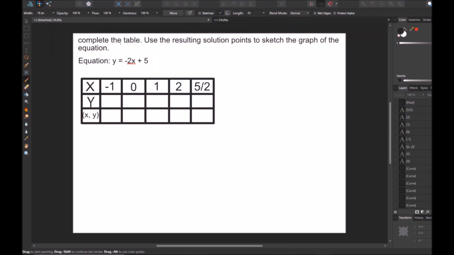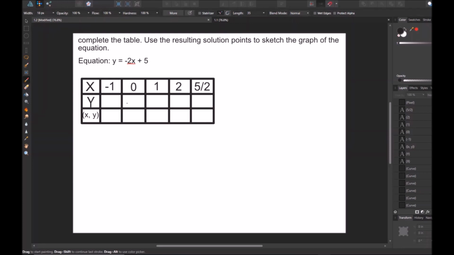Okay, so in this next question, we are asked to complete the table below and use the resulting solution points to sketch the graph of the equation. And the equation we're given is y equals negative 2x plus 5. Now, just from this graph, you could graph this graph without having any of these points, but because it asks us to fill in the table, we're going to write that down. So basically we're given the x values and then we're asked to find the y value and write that in the ordered pair form.